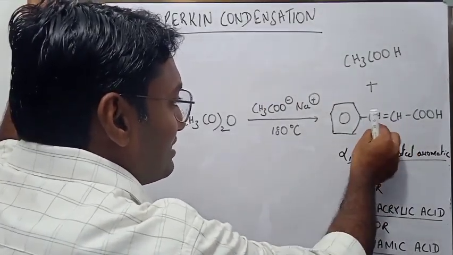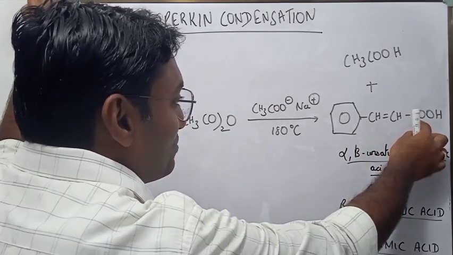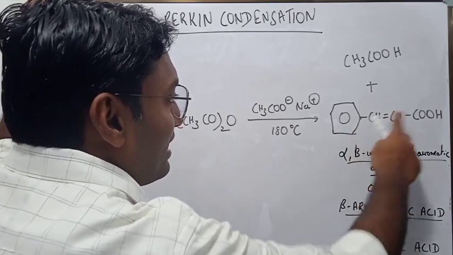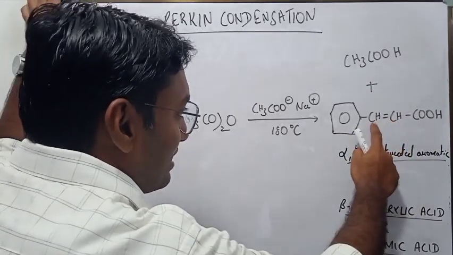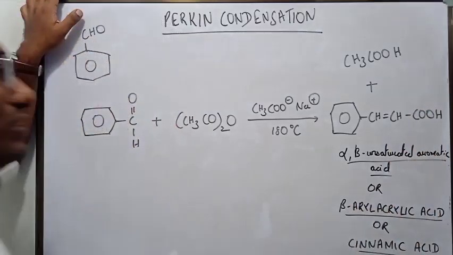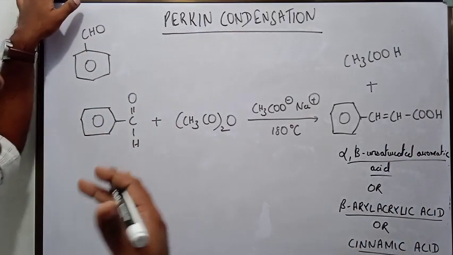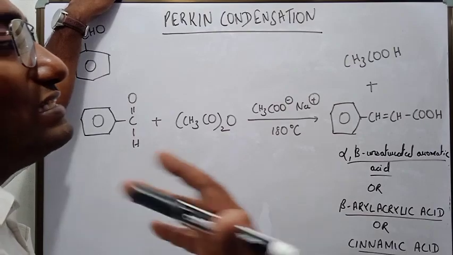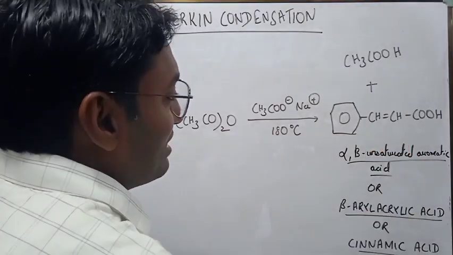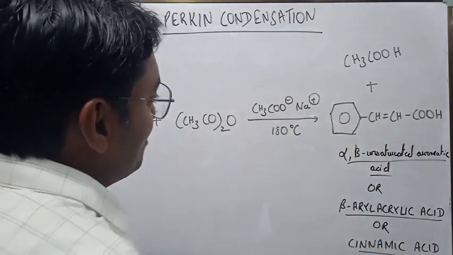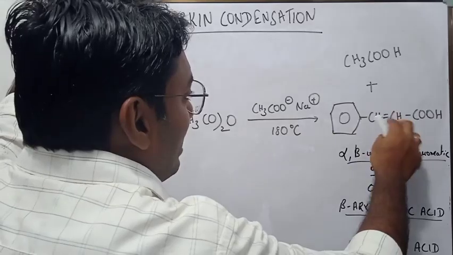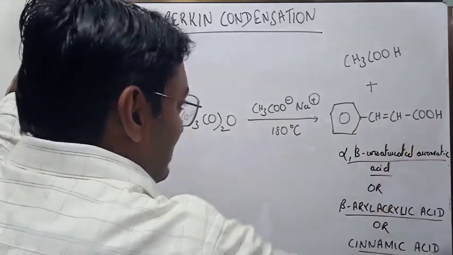This is alpha, this is beta. Alpha with respect to COOH. Alpha beta unsaturated aromatic acid. There is no need to signify where the COOH group or the phenyl group is, because it is understood that the COOH group will be attached to the alpha carbon atom and the aromatic group will be attached to the beta carbon atom. So simply you can say alpha beta unsaturated aromatic acid.